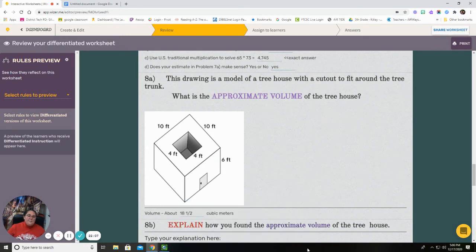Now, it says about. So if you say about 19, I would give you credit. If you said about 18, I would give you credit because it says about. Okay, I would take either of those answers for that question. All right, here we go.